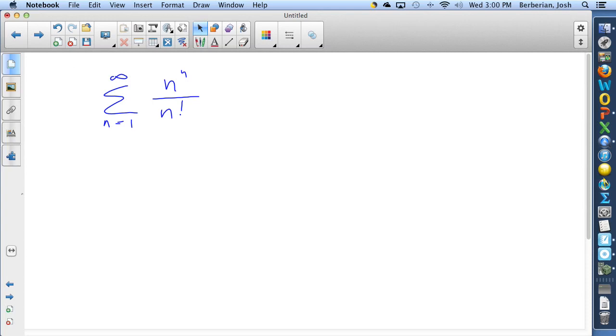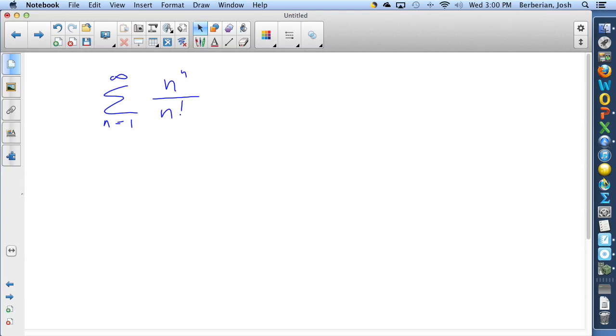So this is screaming ratio test, because I don't even know how to write n factorial as anything other than n factorial. If you plug in 1, then it's 1 factorial. If you plug in 2, then it's 2 factorial. If you plug in 3, it's 3 factorial. There's no way to write that in terms of n. It's n times n minus 1 times n minus 2 times n minus 3, right?